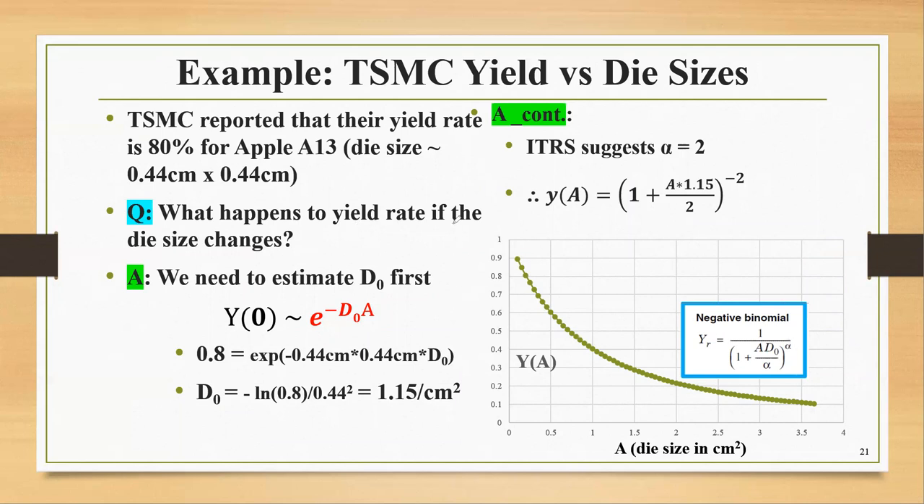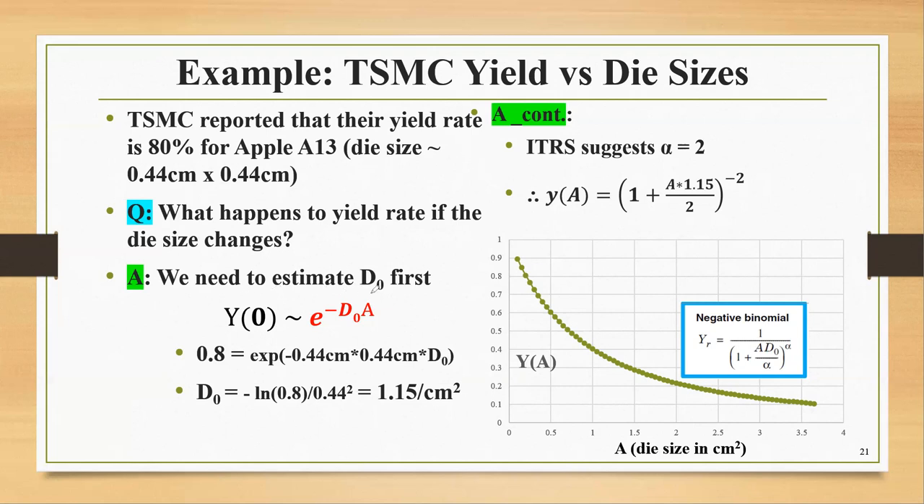What happens to yield if the die size changes? That's the question I'm going to ask you. And this is the die size of the Apple 13. Well, let's assume that, NVIDIA, Apple 13, whatever. So let's assume that it is 0.44.